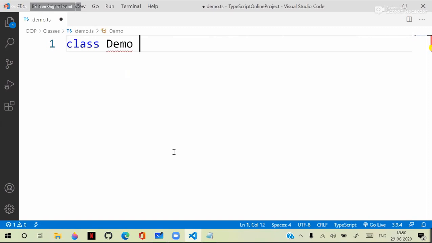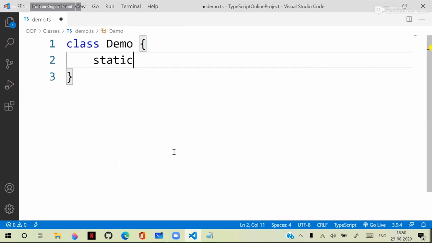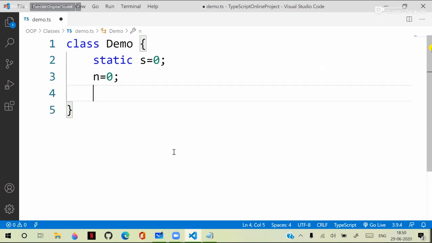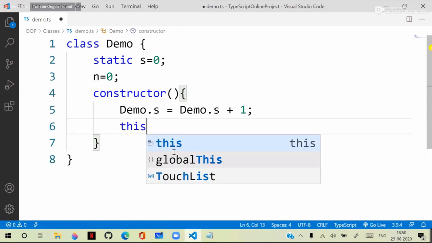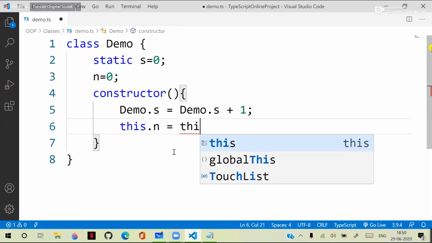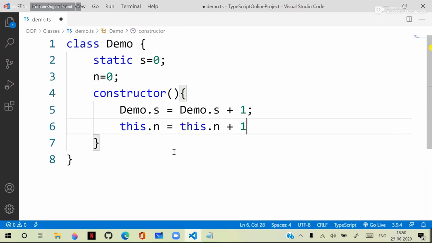Class demo. Later you will understand the code. In it we have static s equal to 0 and n equal to 0. We have a constructor which defines demo.s equals demo.s plus 1. Static members are accessed by using the class name, and non-static members are accessed by using this.n equals this.n plus 1, incremented by 1. And we are printing the details.